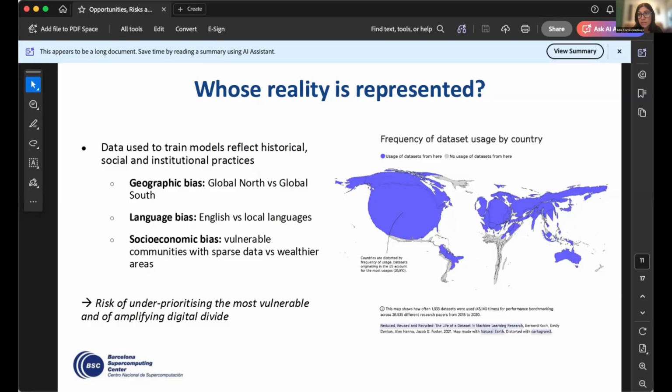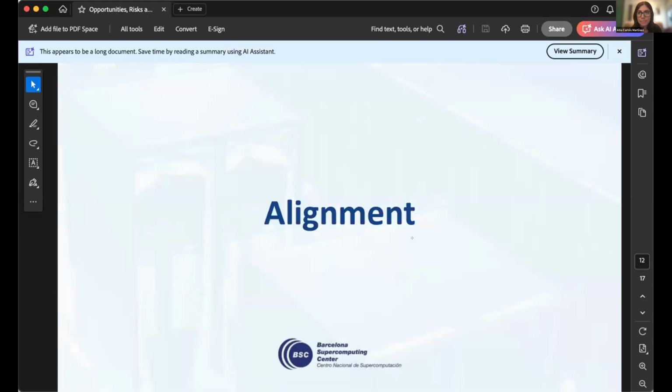systems? The risk is to under-prioritize the most vulnerable people, for example, in climate disaster situations, and to amplify, for example, the digital divide. If we are using systems that need to collect real data from, for example, sensors, phones, etc., and we deploy these in countries where there is less infrastructure, then of course we will not be representing, we will not be learning about the real context of these places.